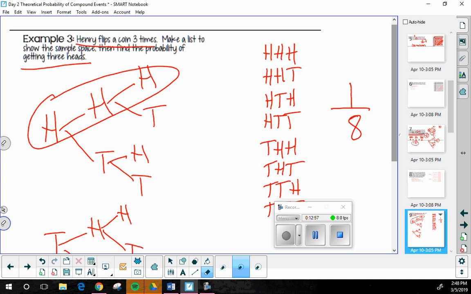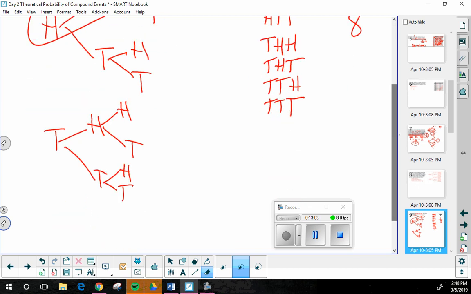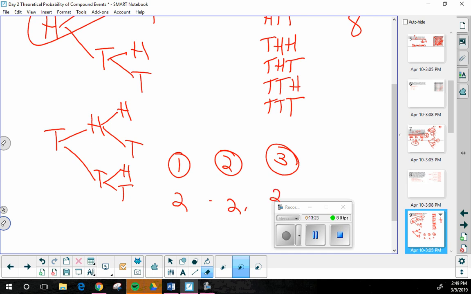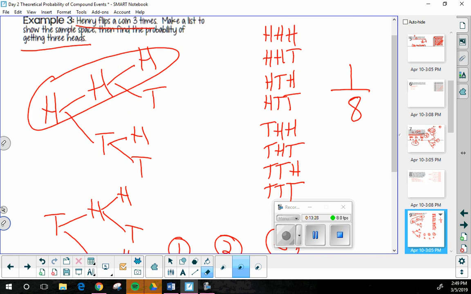According to the fundamental counting principle, when I flip a coin, the first time I flip it, here's the second time I flip it, here's the third time I flip it. The first time I flip it, how many choices could it possibly be? The second time I flip it, how many choices could it be? The third time I flip it. What is 2 times 2 times 2? So that will tell you how many choices you have. So if you have to list it like this instead of making a tree diagram, that process will tell you whether or not you've listed all of them.